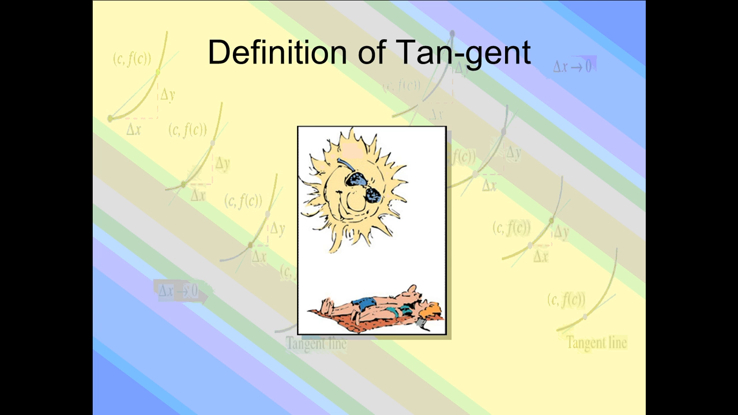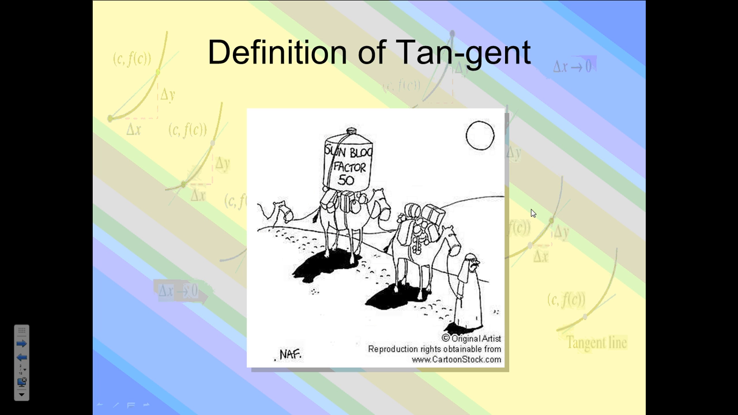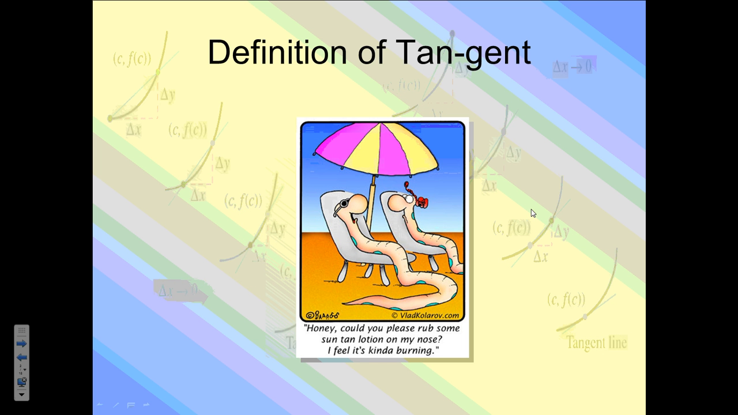So let's see here. We've got this funny little joke. Sun tanning. Tangent. Sunblock. Haha. They needed a whole bunch in the desert. And here's your tan gentleman. Honey, could you please rub some suntan lotion on my nose? I feel like it's kind of burning.